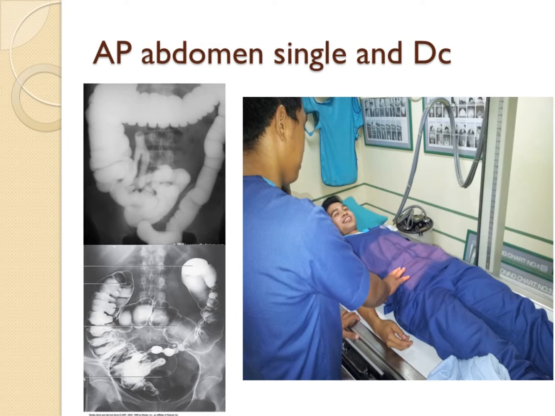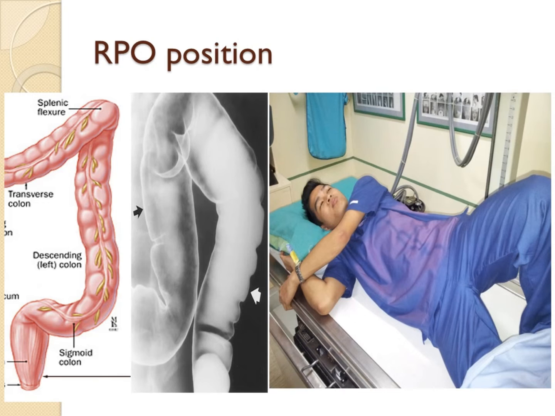in order to demonstrate the spleen and also the rectum. This is the double and single contrast barium enema, but the central ray should be at the level of L4. And the right posterior oblique is usually optional.